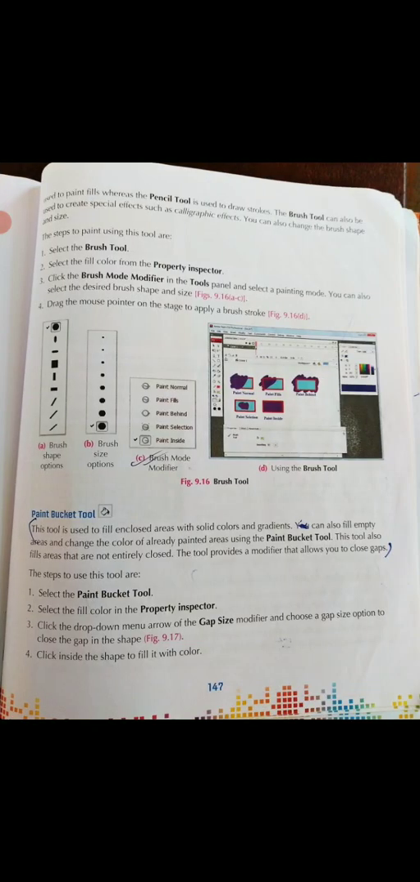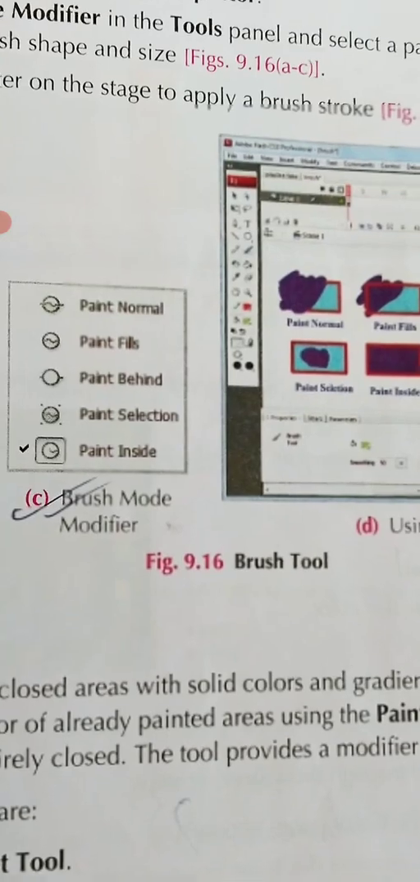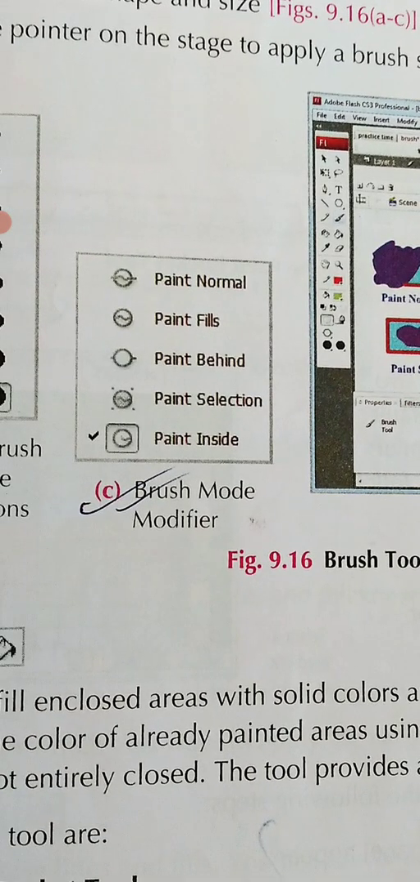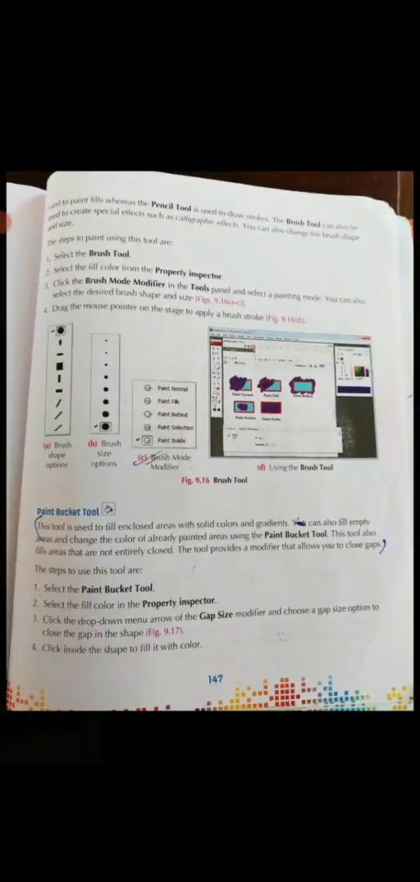And brush tool, I have said you before, what is the main function of brush tool? It is used for painting. It is used for painting of an object by using different strokes. We can also change the thickness, shape and size of the brush. Yes or no? I have also said you about the names of the brush mode modifiers, important. Paint normal, paint fill, paint behind, paint selection and paint inside. Clear, students? No doubt regarding this?